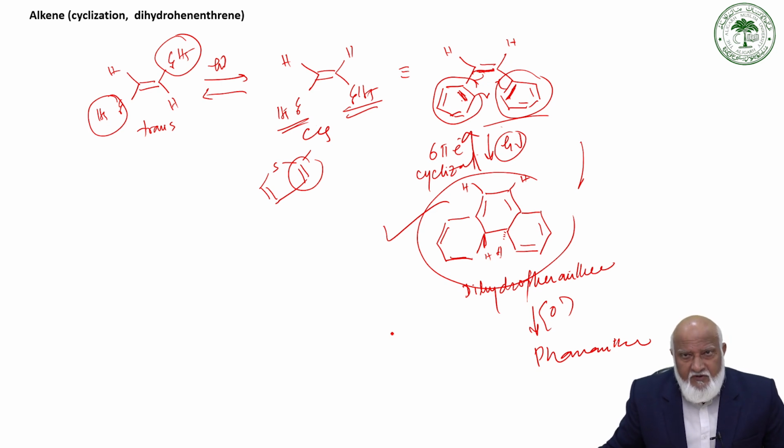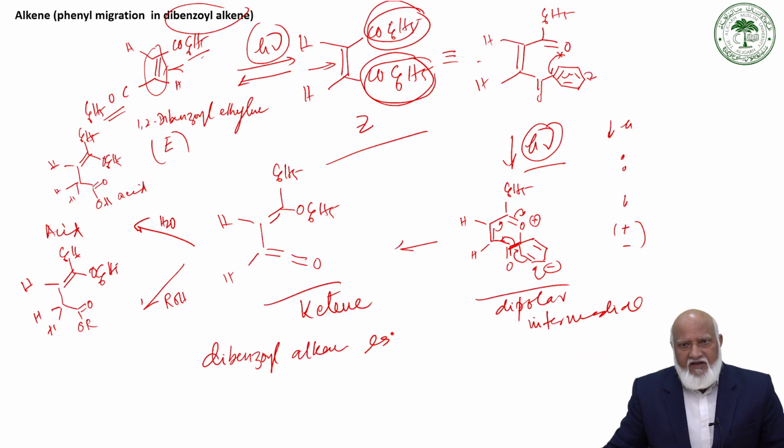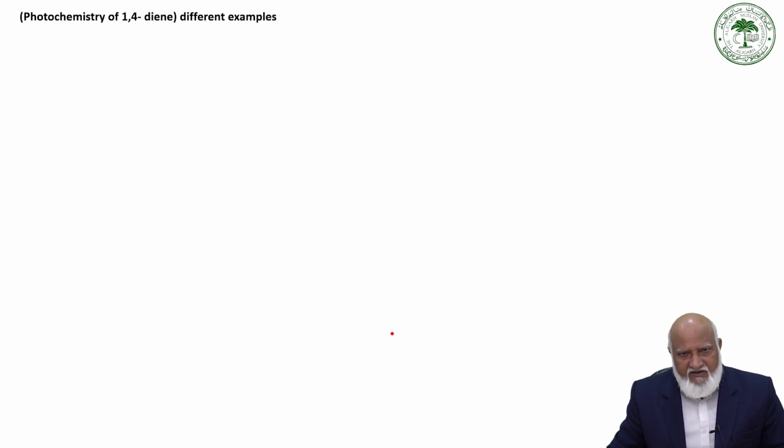So you can see there are two types of interesting photochemistry. When there is a proper positioning of the groups in the cis orientation, 6 pi electron cyclization of two phenyl groups gives a dihydrophenanthrene like this. And then two benzoyl groups in cis orientation undergo a phenyl group migration under photolytic conditions to give a ketene as intermediate, which in the presence of water gives the corresponding acid, or in the presence of an alcohol gives the corresponding ester.